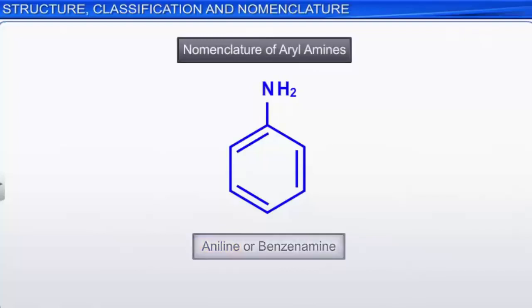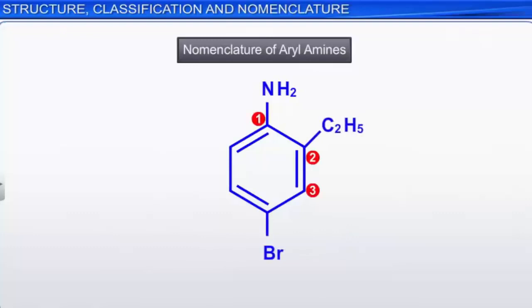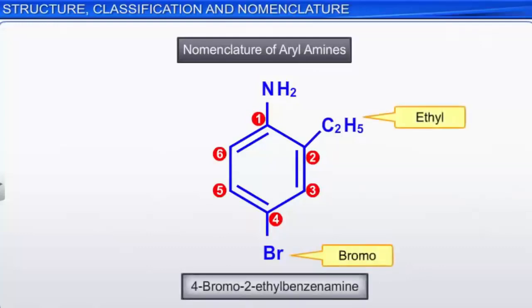Substituted derivatives of aniline are named by assigning the number 1 to the carbon atom that contains the NH2 group. The substituents are listed in alphabetical order. For example, this compound is named 4-bromo-2-ethyl-benzenamine.